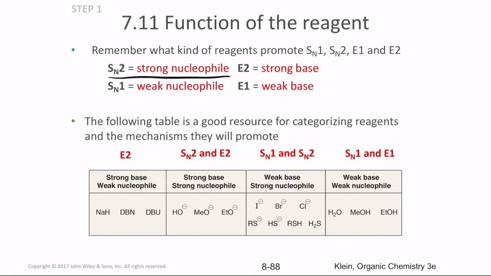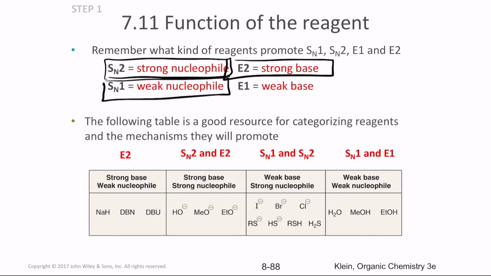For SN2, you need a strong nucleophile. For SN1, you need a weak nucleophile. For E2, you need a strong base. For E1, you need a weak base. There are chances that some nucleophiles are good bases as well as good nucleophiles. So let's classify these reagents based on the basicity and nucleophilicity.